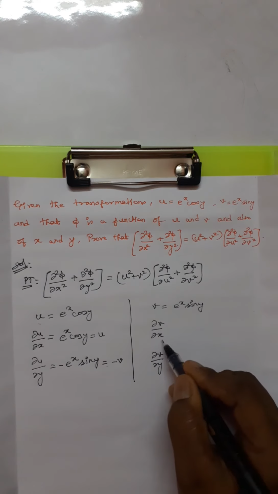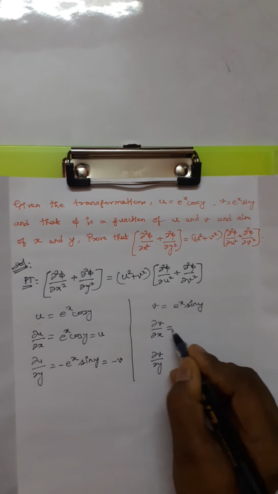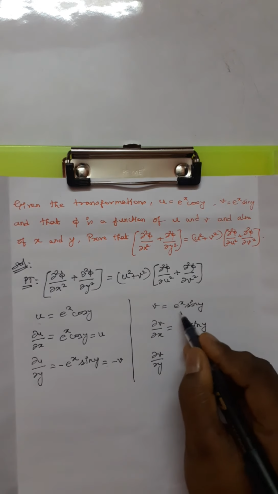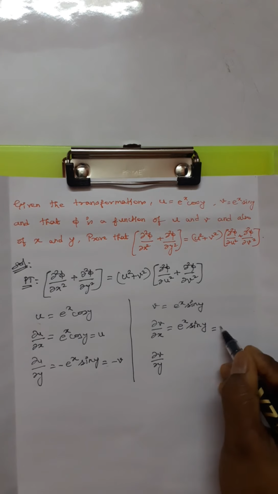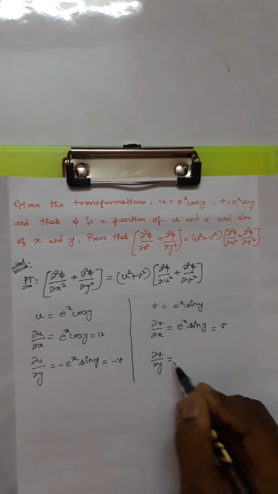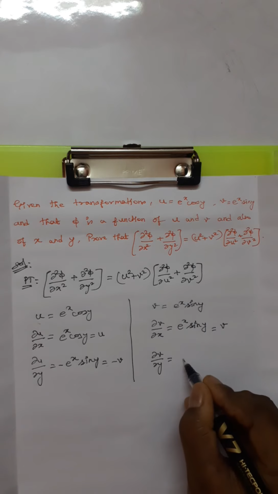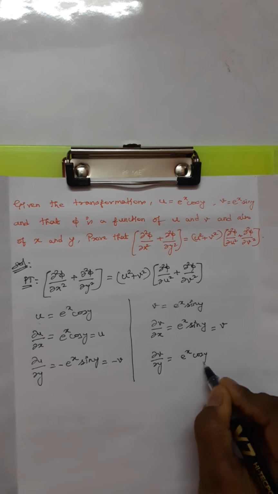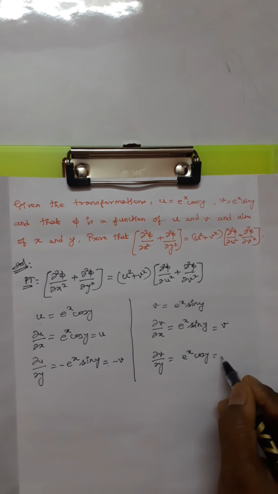Now, dou v by dou x, partial differentiation of v with respect to x. Here sin y remains as constant. Differentiation of e power x is same e power x, which is nothing but same v. Similarly, dou v by dou y, partial differentiation with respect to y. Here e power x remains as constant. We differentiate sin y, which is cos y, which gives e power x cos y, which is nothing but u.